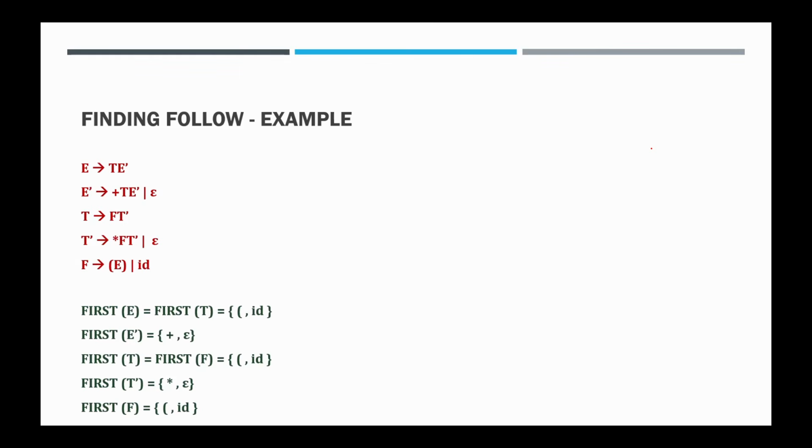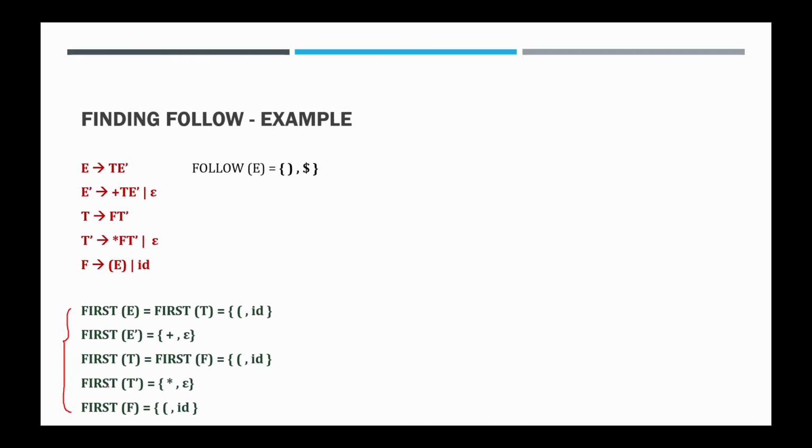We'll directly move on with the example which we took in the previous one. So here this is the grammar. Already we found the first. I've mentioned that here also. We'll see what is follow. When it comes to follow, please directly go on to the right hand side.